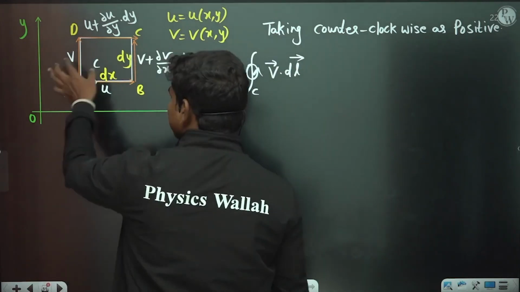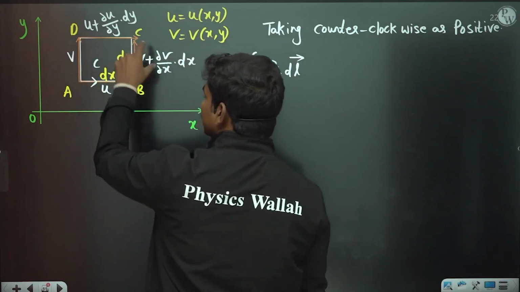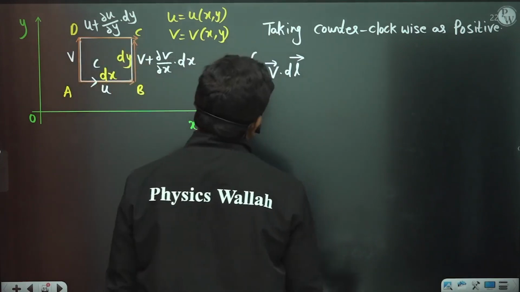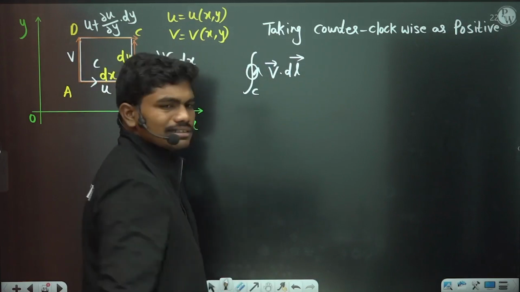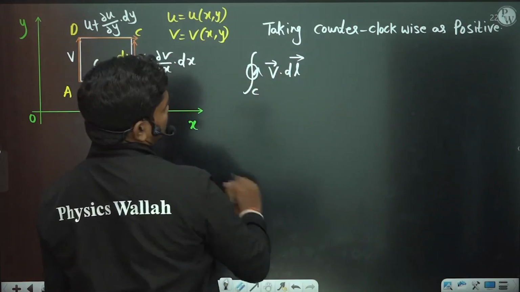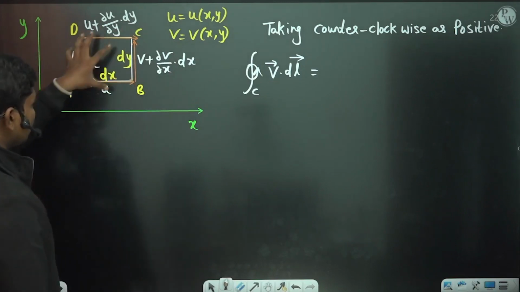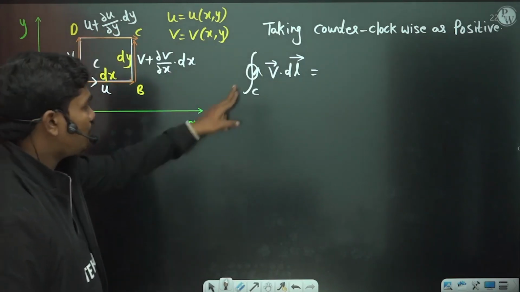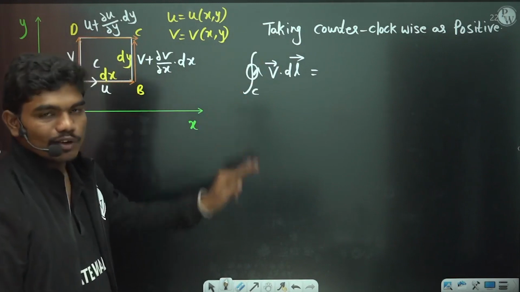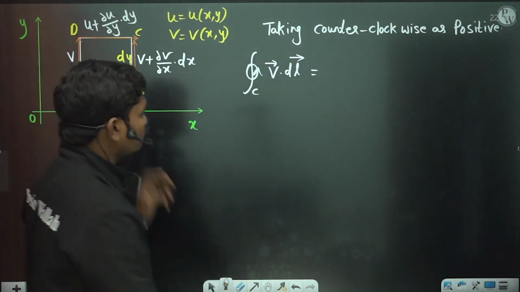Now here in all cases you see that dl and v both are parallel to each other, okay? So the angle between them is 0, so the dot product is nothing but the product of individual elements. If you want this integration over the complete closed path C, you can split it into 4 parts.